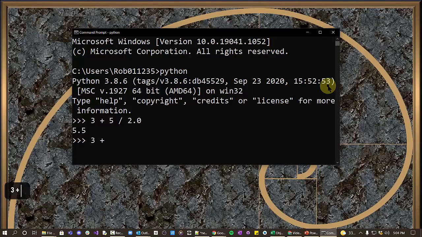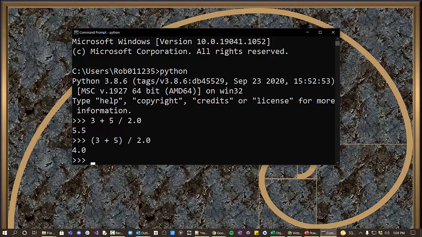So for example, if I say 3 plus, just like in regular math, we can force the order of operations with parentheses, and you'll see that we get a different result. So in this instance, 5 plus 3 was added together first to get 8, and then divided by 2, and we got 4. Here, we got 3 plus 5. First, the 5 was divided by 2.0 to get 2.5, and then we added 3 to get 5.5.